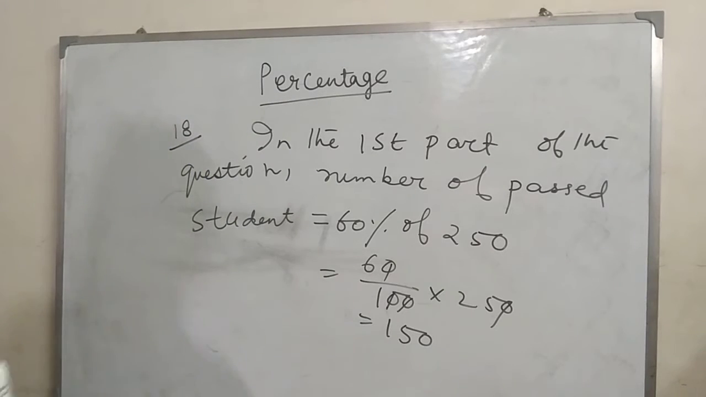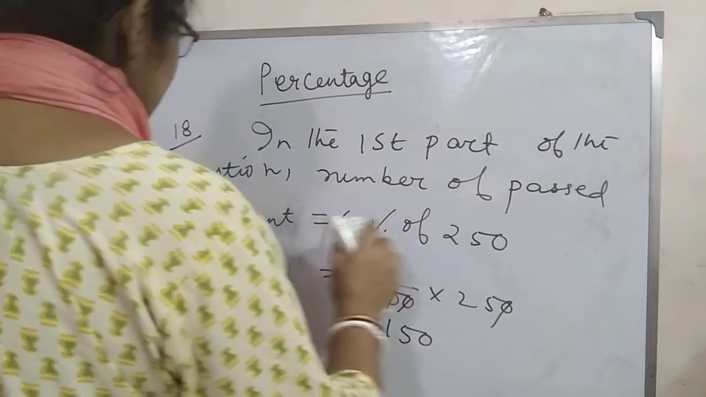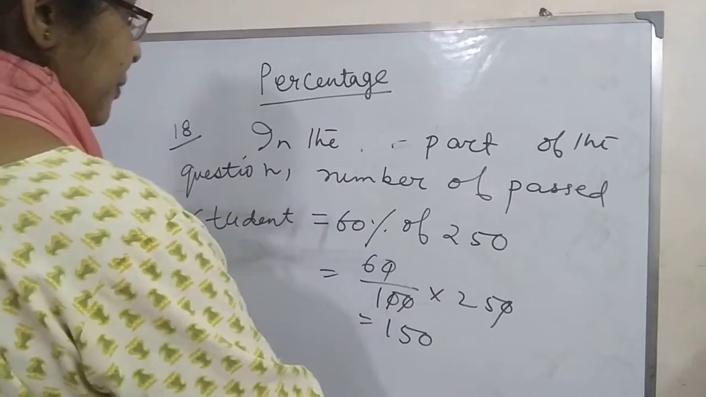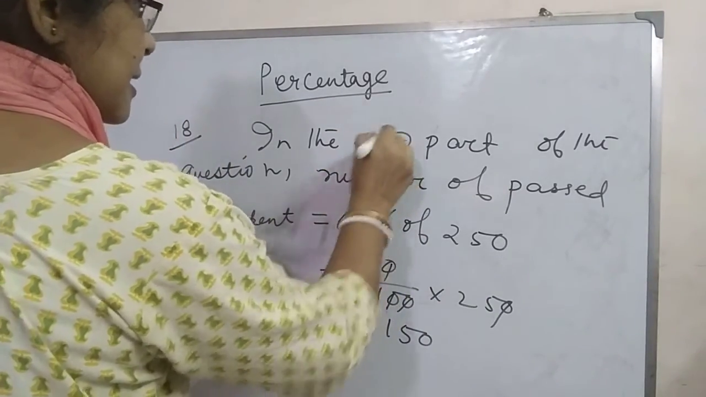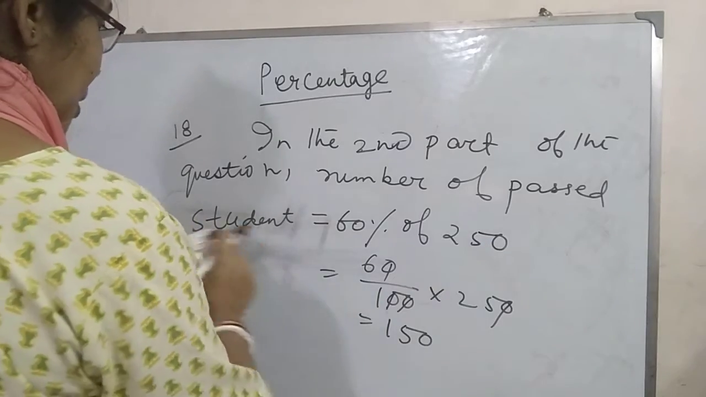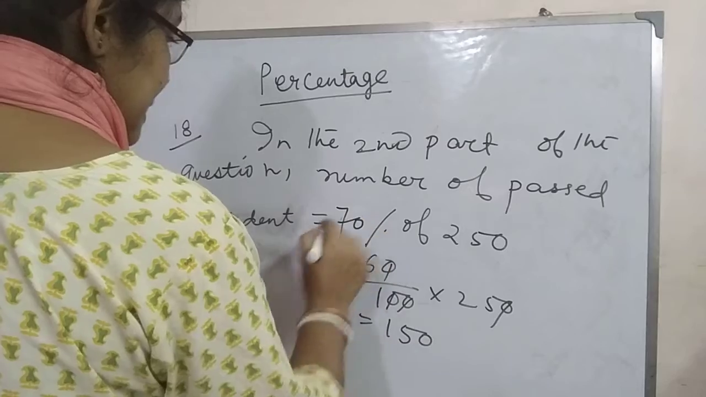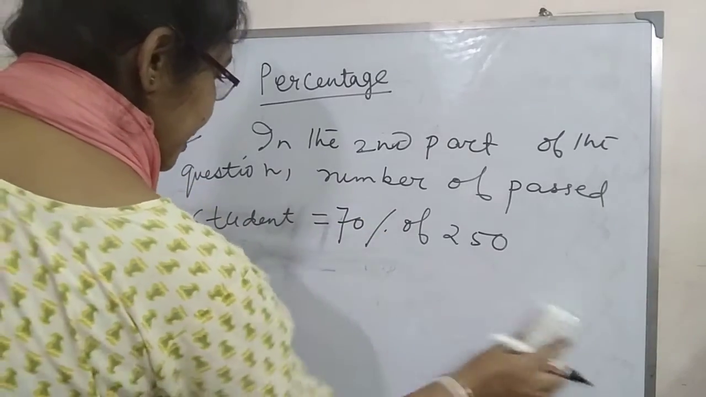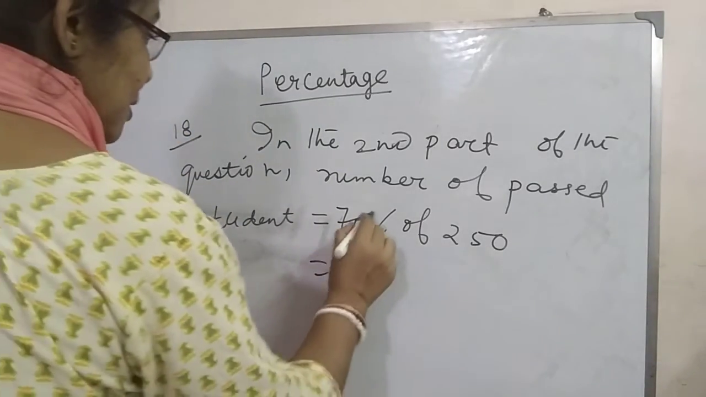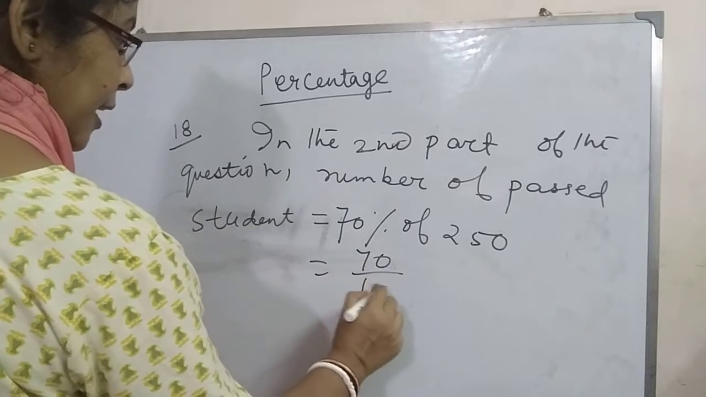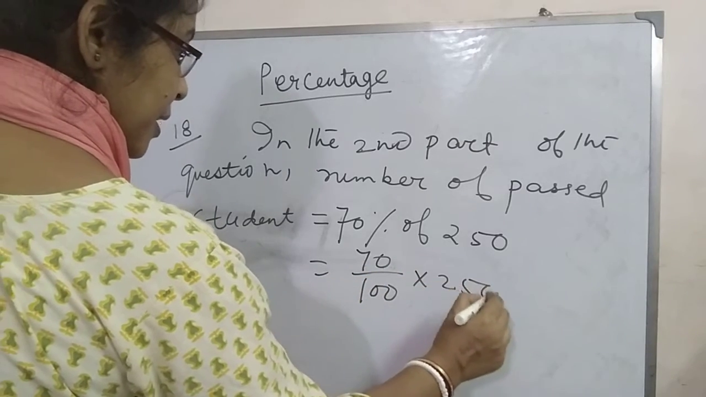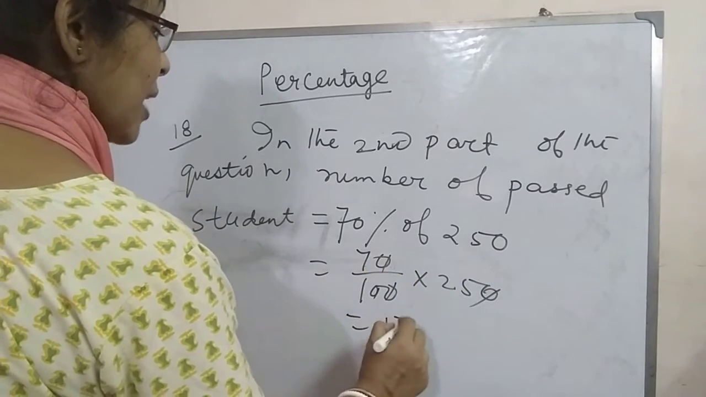In the second part of the question, the number of passed students is equal to 70% of 250. Then that is equal to 70 by 100 into 250, which is 175.